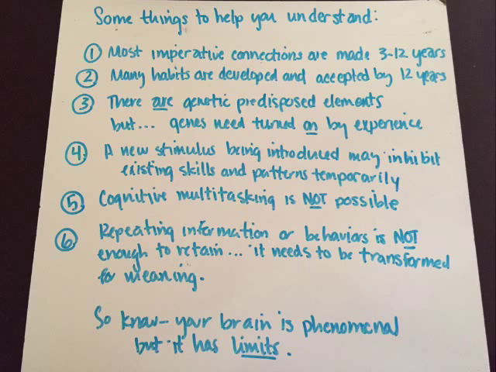Some real basic things to help you understand how we're going to move forward is that most imperative connections are made by 3 to 12 years of age. So by 12 years of age, if you need to know how to follow through with something that you start, if you need to know how to dedicate yourself to something, if you need to know how to have positive social interactions, all of those things are developed and those patterns are developed by that amazing hippocampus by the age of 12. So this kind of really throws off our concept of you don't have your entire life sometimes to develop these things. Your brain is phenomenal, but it does have limits, and we want to understand that.